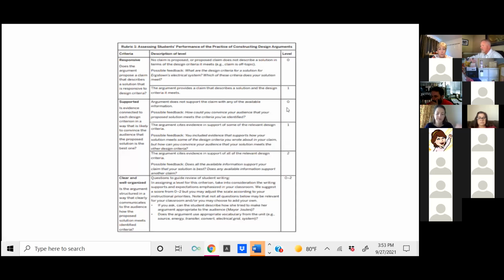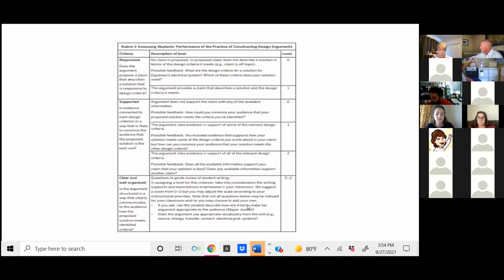Then they're getting either a 0, 1, or 2 on whether or not it is supported with evidence. So if their argument is not supported with any evidence, they'd have a 0. If it's supported with some evidence, they'd have a 1. If they've got support for all of the different design criteria that they listed, then they'd have a 2. And again, you see questions that you might ask students if you were talking with them about their writing that could help them improve their answers.